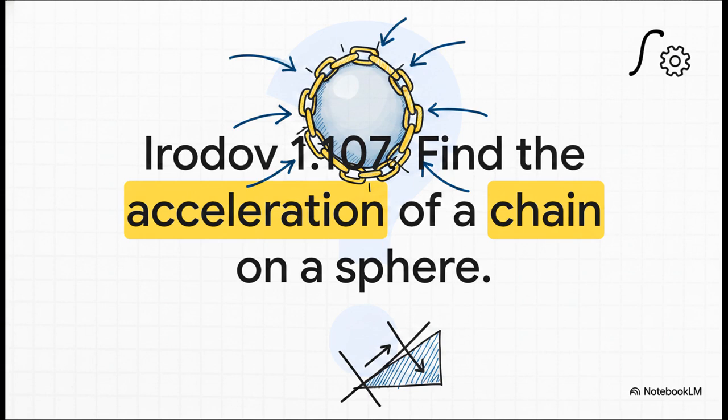Now, when you first look at this, you're probably thinking, okay, wait, every single link in that chain is at a different angle, which means gravity is pulling on it differently. How in the world do I deal with that? And you'd be right, it's definitely not as simple as a block sliding down a ramp. But that's exactly what makes this such a great problem to solve together.